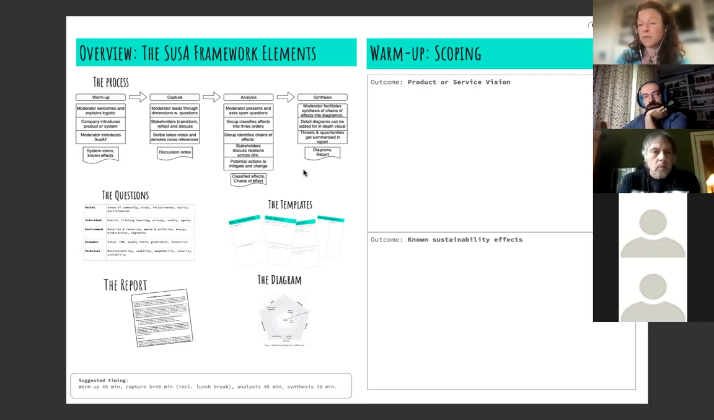Then we'll have a conversation around which of those effects we want, which are negative, which are positive, how we mitigate the negative ones so that they maybe don't come to pass, and how we support the positive ones so that they actually do come through. That can be summarized in a report, which you find the template for at the end of this workbook. And we use these diagrams, these radar charts, to summarize the impacts that we have found. So that's our overall outline for the day.